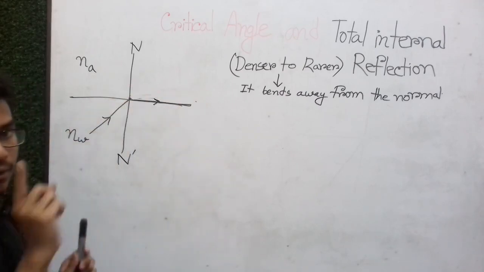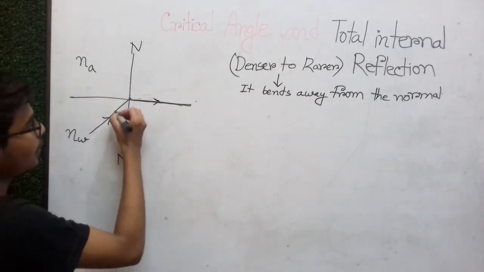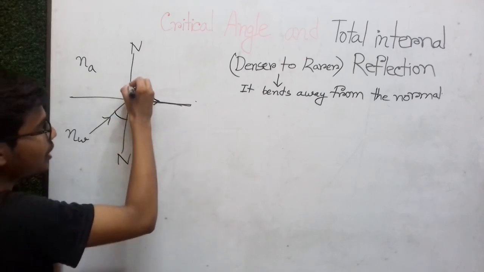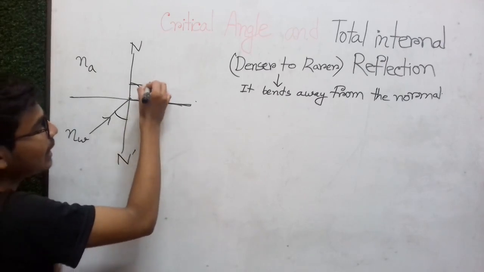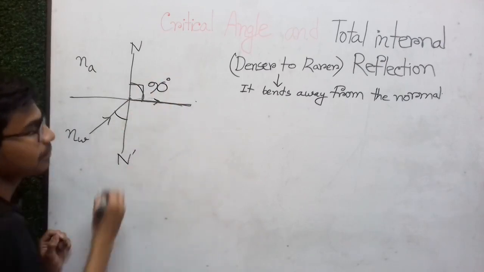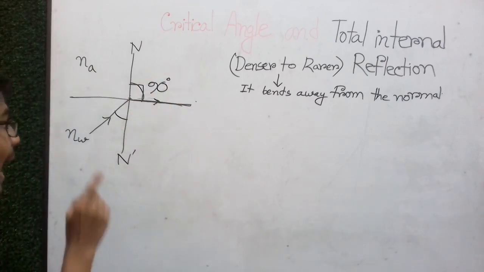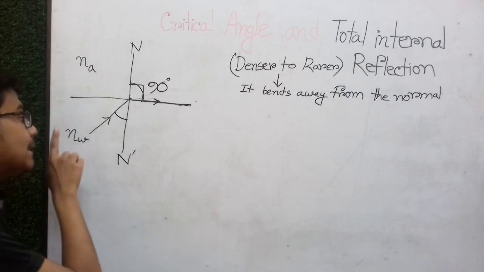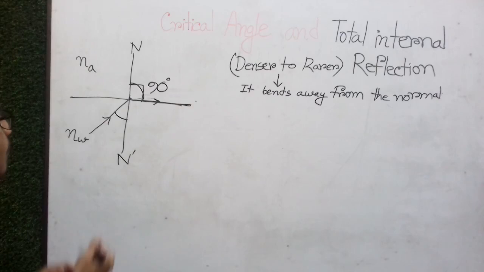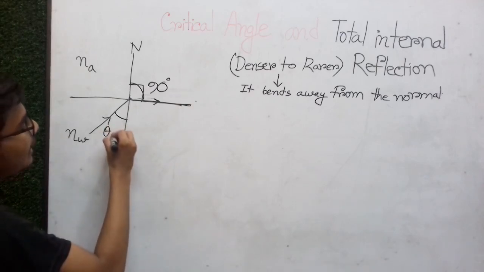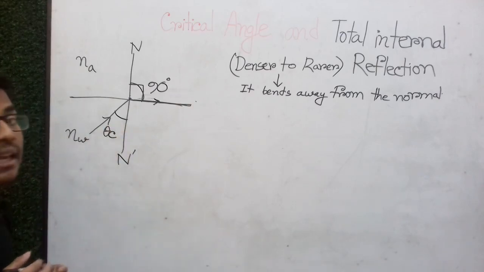So the angle for which the refracted angle becomes 90 degrees, as the light moves from denser medium to rarer medium, is known as the critical angle. So that will be theta C, the critical angle.